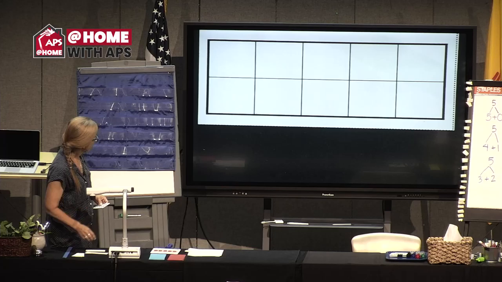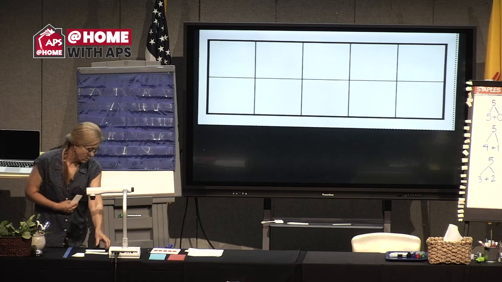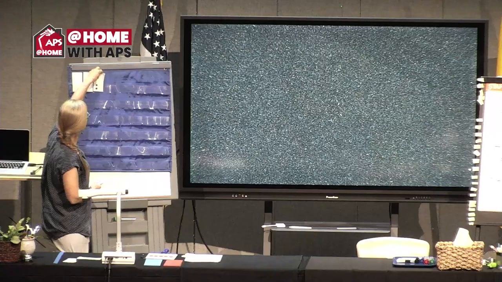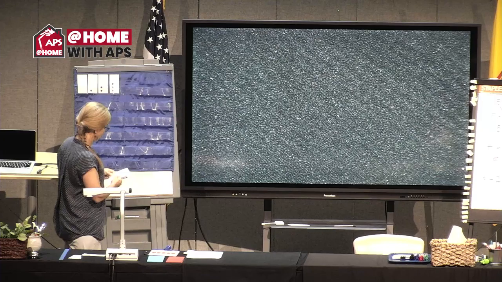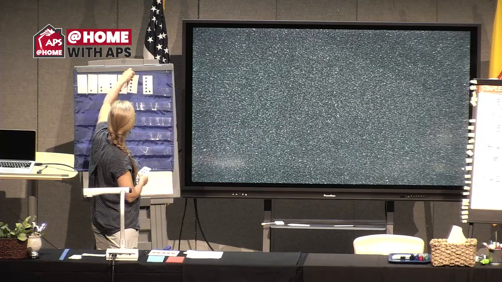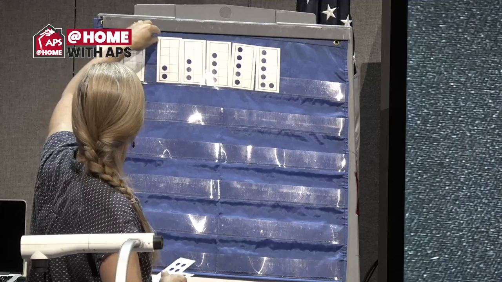So what we're going to do is put these cards in order up here. So you can think about it. If I have zero dots, I would have a frame then that has one dot, two dots, three dots, four, five, six. Oh, I might have to squeeze these a little closer together. See if I can get all the way up to 10 on this same row.